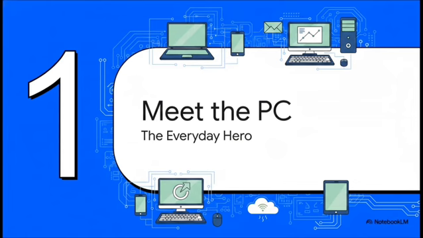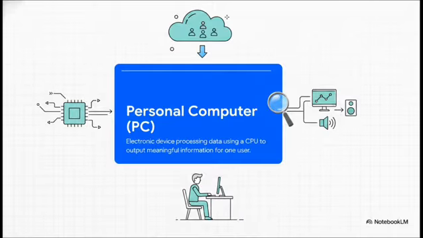Section 1. Meet the personal computer. Let's dive right into this explainer by looking at our everyday hero. So, by definition, a personal computer, or PC, is an electronic device that accepts data as input, processes it using a central processing unit, and produces meaningful output. But the absolute key phrase here is for an individual user.